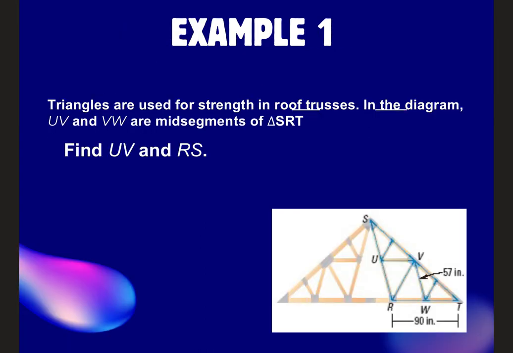Example 1 says triangles are used for strength in roof trusses. In the diagram, UV and VW are the midsegments of triangle SRT. Find UV and RS. So UV would be half the length of this third side, which means that UV is 45, and RS would be double the length of this segment, 57 times 2, or 114.